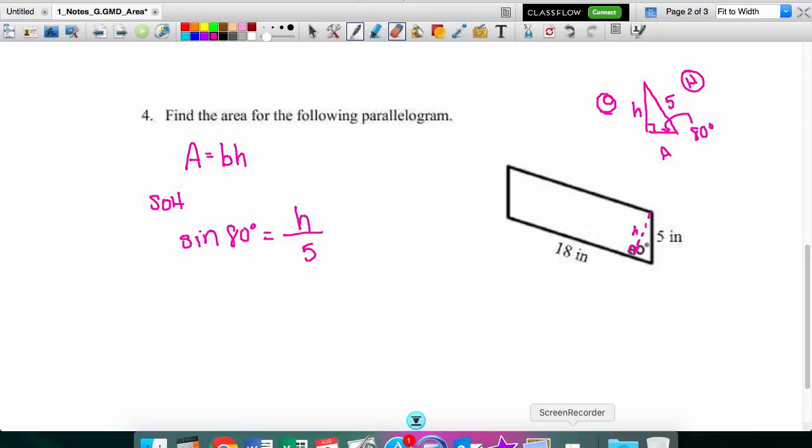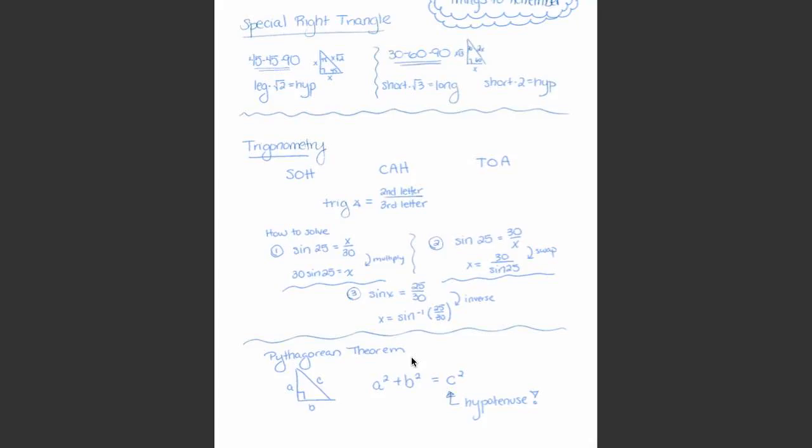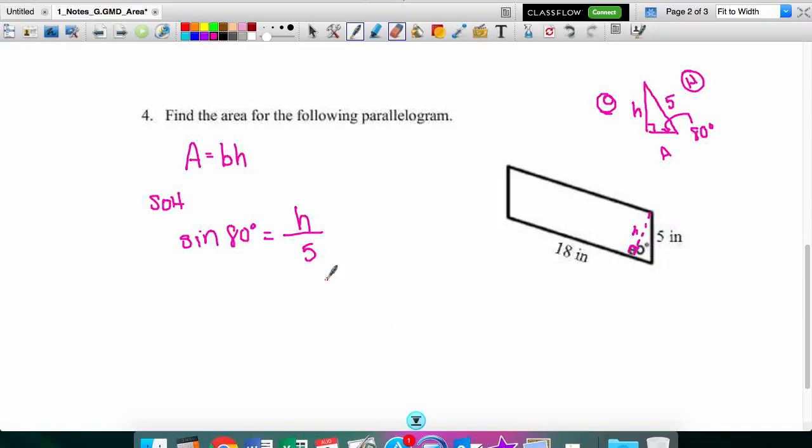Once you have your equation set up, once again, your reference sheet will tell you how to solve. So there are 3 ways to solve a trig function. If your variable is on top, you'll multiply. If the variable is on the bottom, you'll swap. And if the variable is on the inside of the trig function, you'll use the inverse trig function. In our particular example, our variable is on the top, so we're in case 1. We're going to multiply by the denominator to solve for that variable. So in this case, I'm going to multiply by 5.